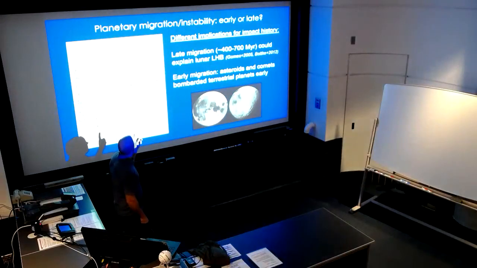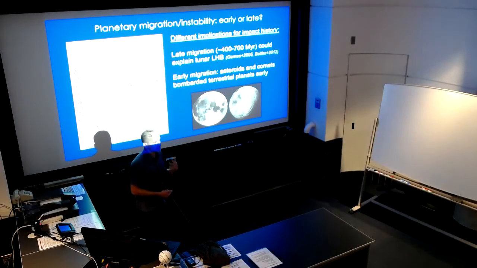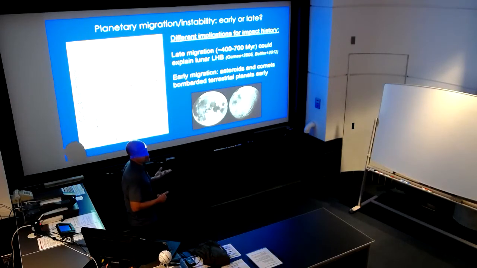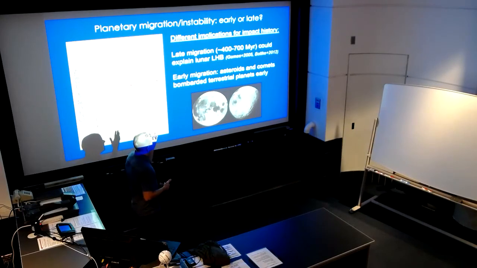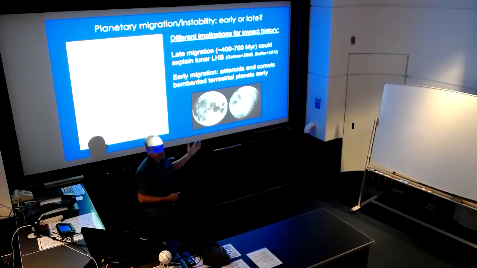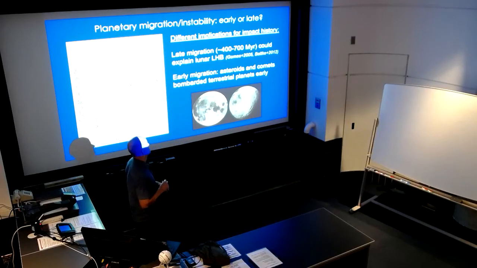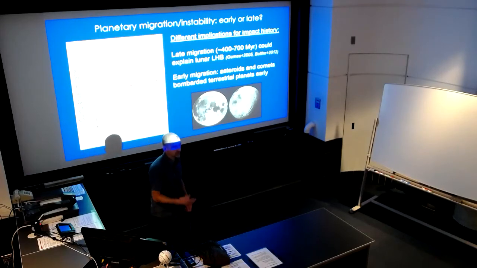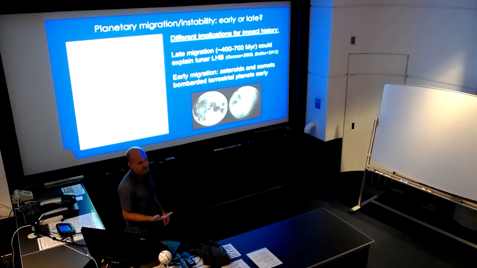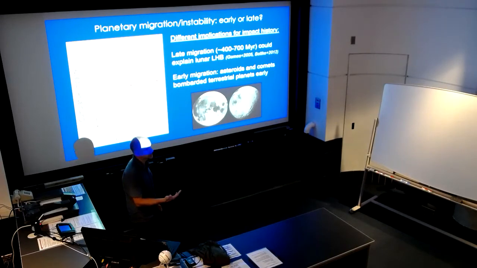Now, planetary migration instability, early or late, this is an important question, because it has different implications for the impact history in the solar system. If the migration was late, as was suggested, maybe 400 to 700 million years after the formation of the solar system, then this could potentially explain the lunar late heavy bombardment. You may know that Imbrium and Orientale have been dated to 3.9 billion years ago. And that always has been a problem. What was the source of these impactors?